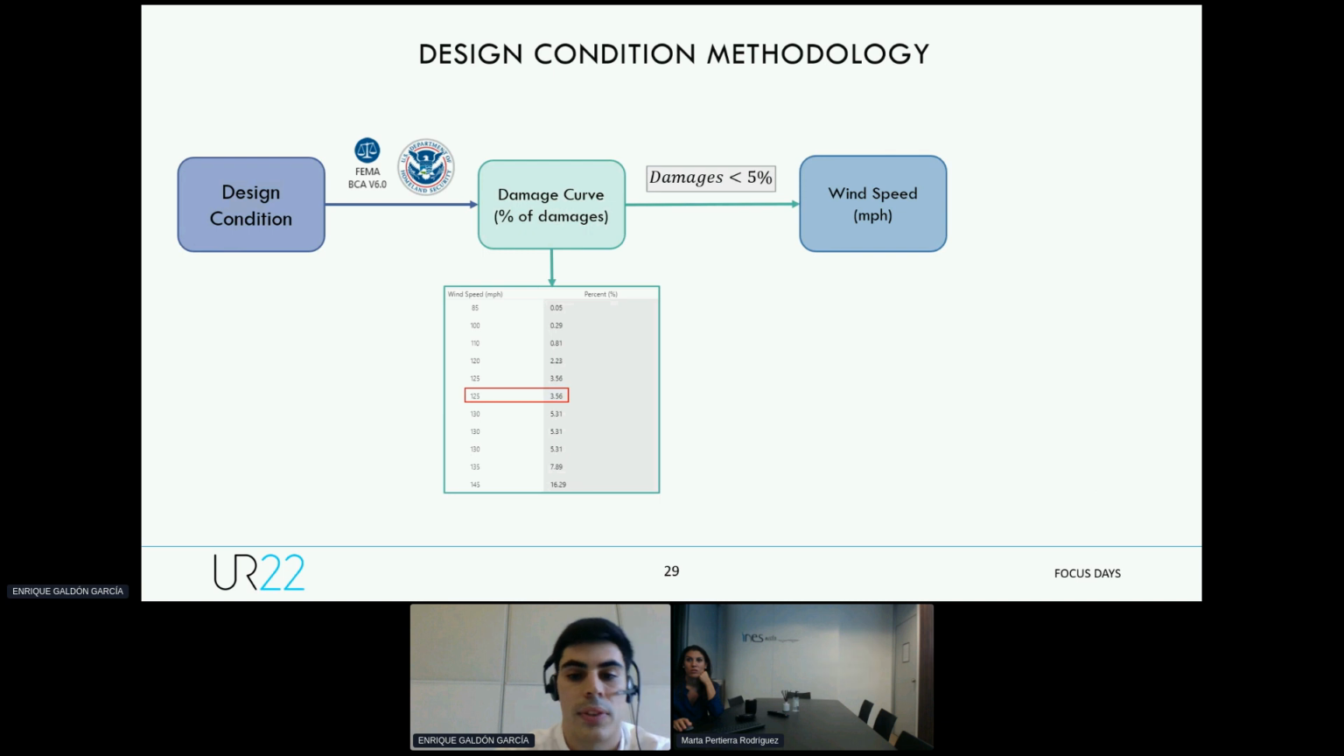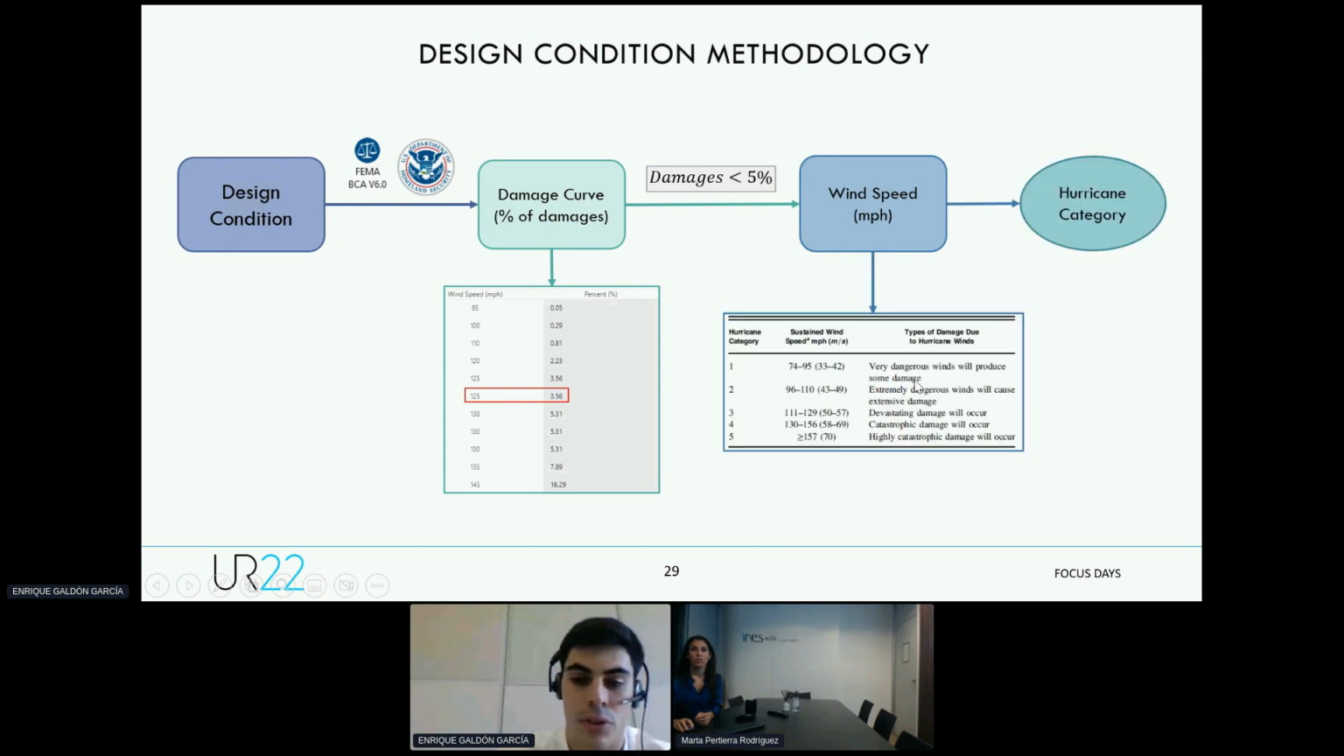We say that if the building withstands less than 5%, we can ensure that this building is going to withstand the wind speed. That's why we select 5%. So, for example, in this example, we have a damage curve, and with less than 5%, it's a wind speed of 125 miles per hour. That is how we can calculate the wind speed.